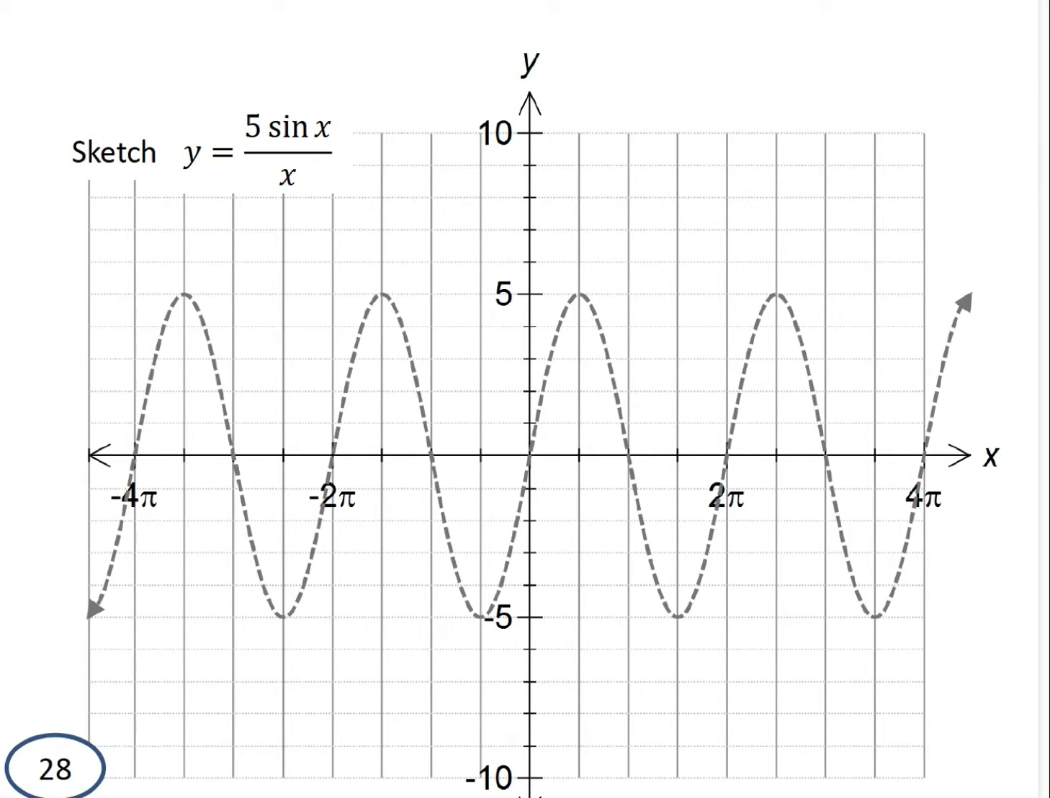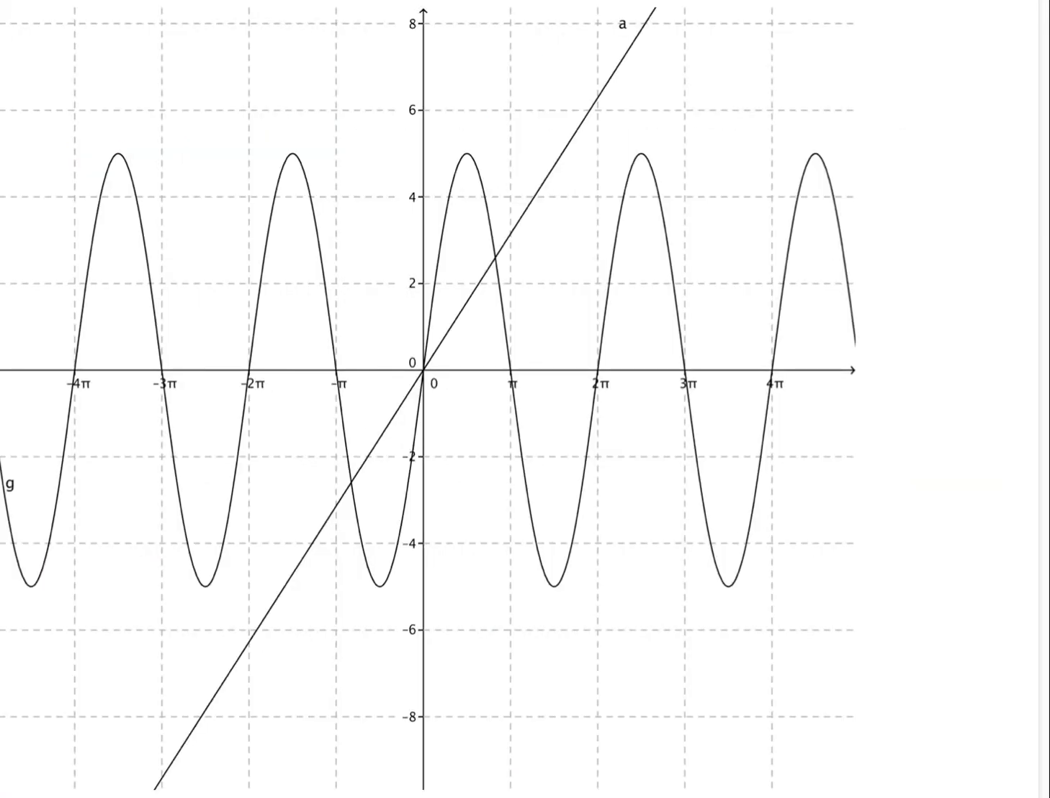So I'm going to skip ahead and I'm going to use GeoGebra to help me out here in this one. And one of the things is that when the function on the numerator equals 0, then f(x) over g(x) also equals 0. So our function on the top here is 5 sine x, so the sine curve here. So our new curve is going to pass through all these zeros.